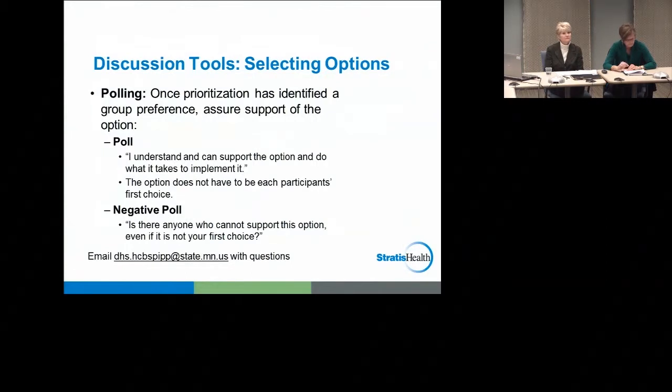And it's really important to note that by doing this affirmative polling, it doesn't have to be each team member's first choice. What you're asking them to vote is that they understand and can support that option as the group's choice. There's also a way to do that in reverse. You can do a negative poll to reach a similar conclusion. You're asking it in the opposite way by saying, is there anyone who cannot support this option, even if it's not your first choice? In this way, you're able to take the pulse of the group and understand how close you are to reaching a group decision.